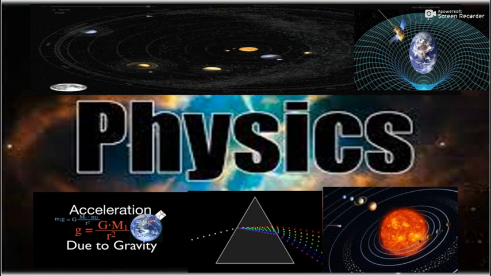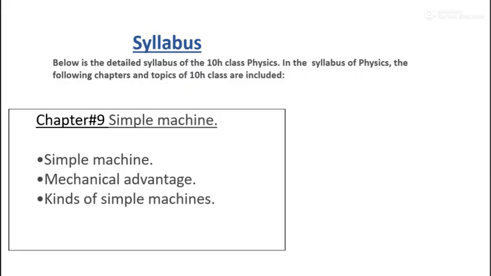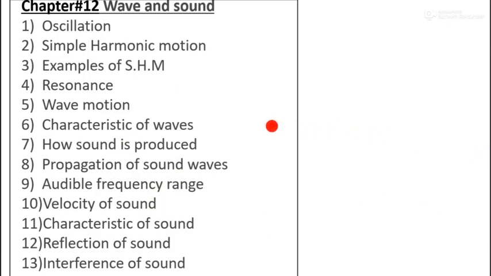In this lecture today I will describe the 10th class physics syllabus and paper pattern, and the first chapter, Simple Machine. First of all I will describe the 10th class syllabus. In the syllabus of physics, the following chapters and topics are included. Number 1, Chapter 9 Simple Machine, and these topics are included in your syllabus. Second, Chapter 12 Waves and Sound, all these topics are included in your syllabus.